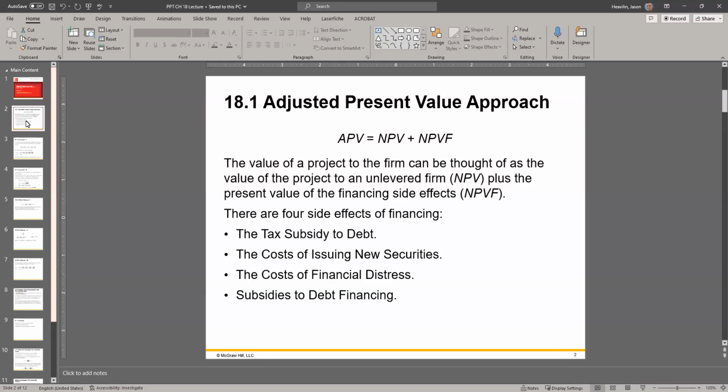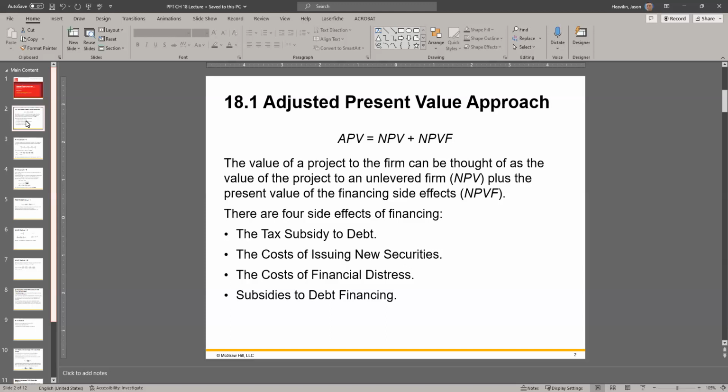There are 4 side effects of financing. The tax subsidy of debt, in other words, that tax shield. The costs of issuing new securities, flotation costs, for example. The cost of financial distress. The more debt you add, the riskier you make the company, with a higher probability of financial distress. That's just one example.